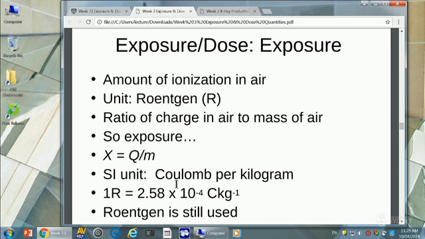So it's the ratio of charge that's created as a result of those ionizations, the ratio of that charge in air to mass of that air. So this is a fixed unit. We know the mass of the air. We then measure the charge, and we've got our ionizations.